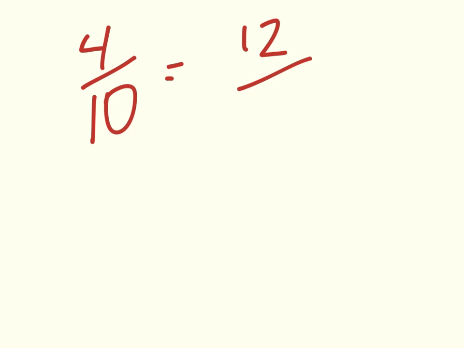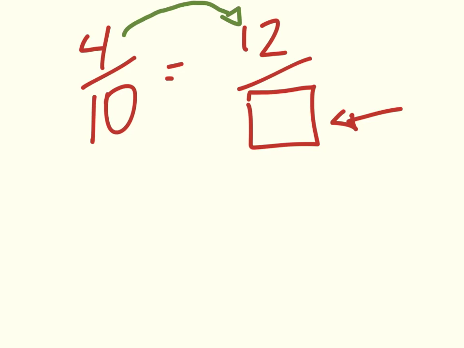Here's another one for you to try to solve. 4/10 is equal to 12 blank. What goes here to make an equivalent fraction? Well, to get from my numerator of 4 to my numerator of 12, what did we have to do? We had to multiply by 3.